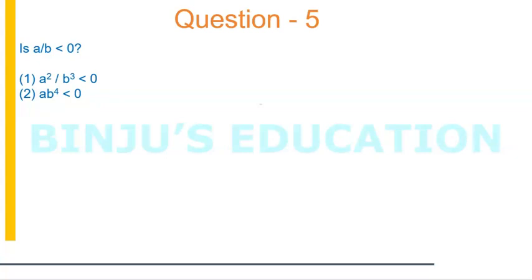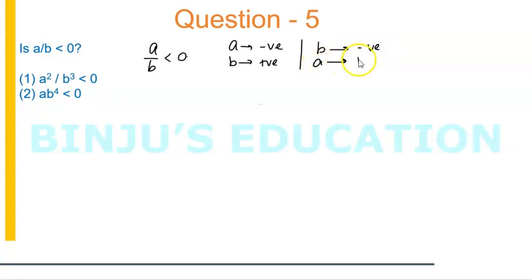All right, let's see how we can solve this one. It says that a by b is less than 0. So how can we make a by b actually less than 0? That is, if we want to make a by b negative, we can do a negative, b positive, or we can do b negative and a positive. These are the two ways in which we can do this. But the question is, is it less than 0?